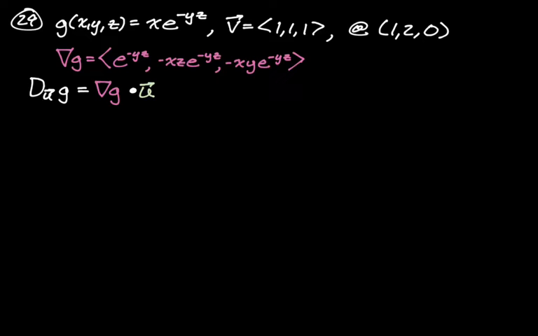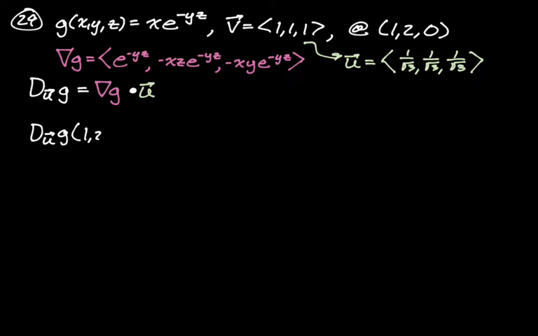Okay, we also need a unit vector. The norm, or the magnitude of 1, 1, 1, is the square root of 1 squared plus 1 squared plus 1 squared. So the square root of 3. Divide by that to get a unit vector. So we have 1 over root 3, 1 over root 3, 1 over root 3. Okay, so we have all this. And now we're going to do it. We're going to evaluate it at 1, 2, 0.